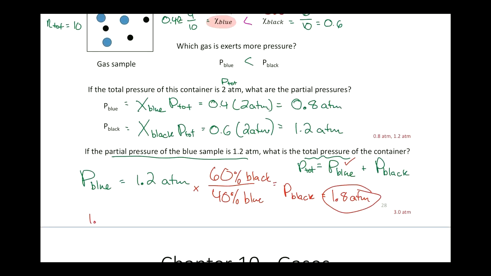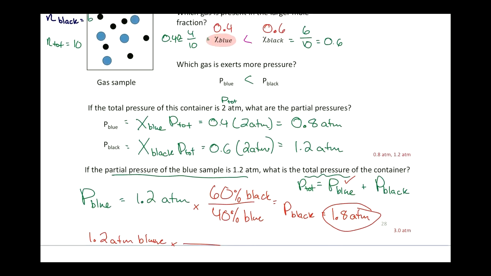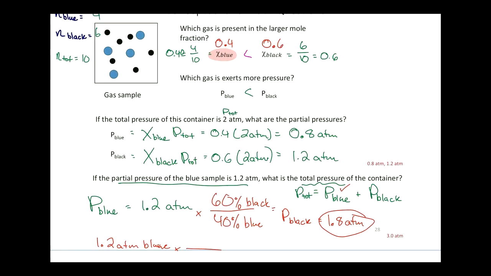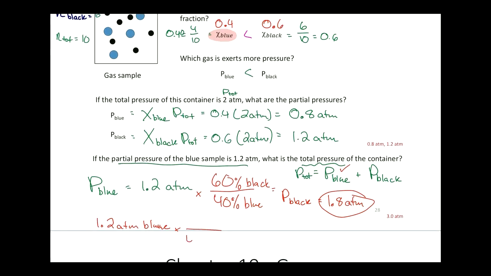There's actually another way we can do it. If we start with 1.2 atmospheres of the blue particles, how many blue particles are in the container? 4. And then how many black particles are in the container? 6. So for every 4 blue particles, there are 6 black particles. And so that also scales up our partial pressures in this example. And you get the same exact answer, 1.8 atmospheres for the black sample.